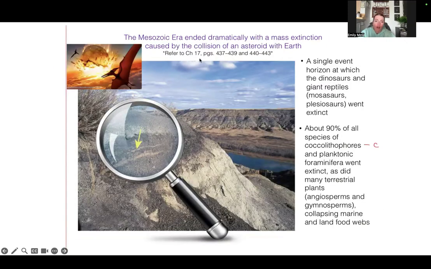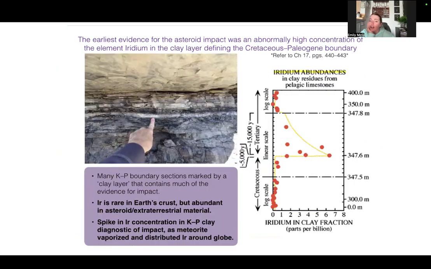So the Mesozoic era ended dramatically, with a mass extinction. I do talk a little bit about some of the evidence. This is the iridium boundary from the asteroid impact. Iridium is an element, and iridium is only found in asteroids. And we found a layer here that denotes the death of the dinos. We call it the Cretaceous-Paleogene boundary, the KP boundary.